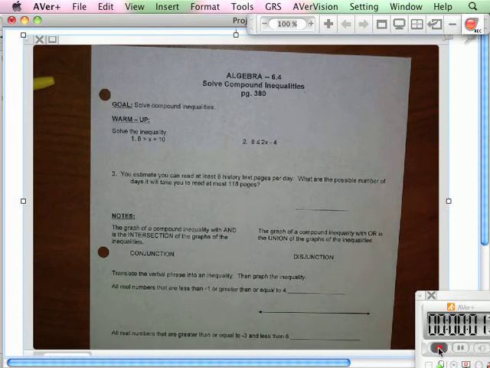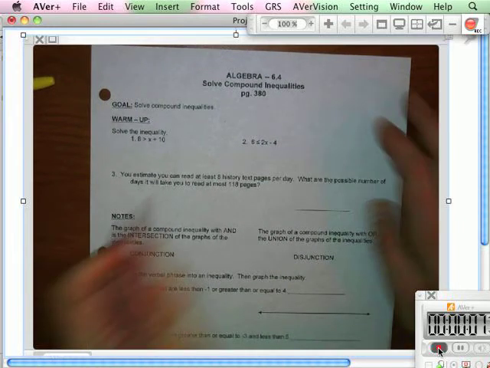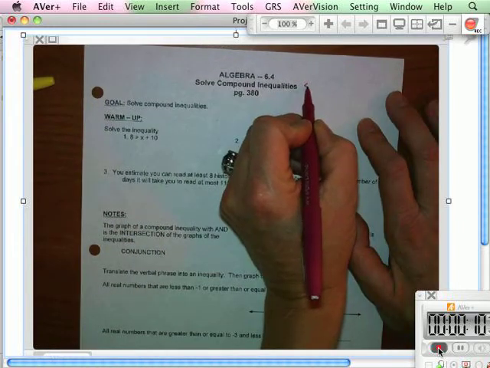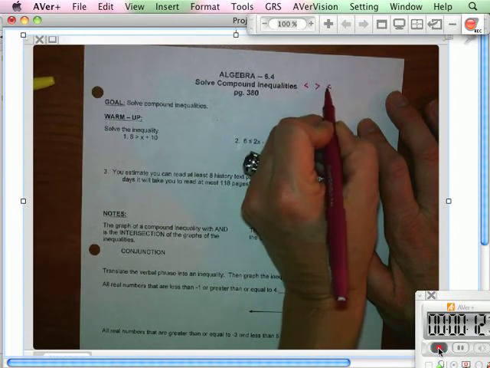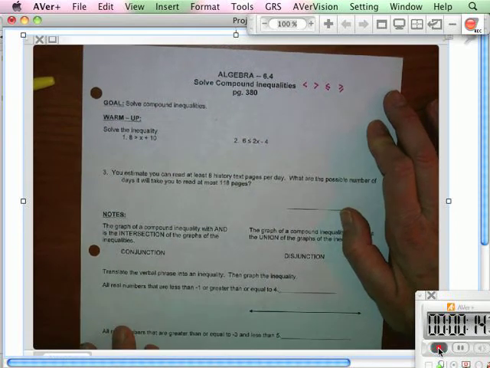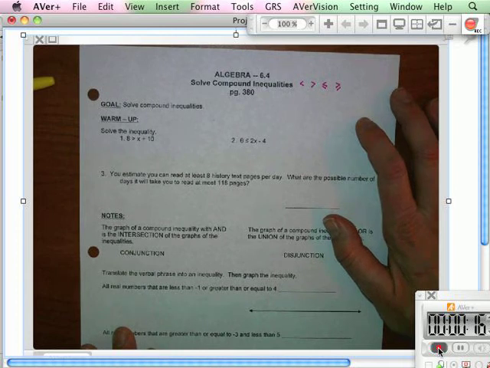Good morning. So today we're going to work on 6.4, solving compound inequalities. Remember, inequalities are, instead of an equal sign, you're working with the less than, the greater than, the less than or equal to, or the greater than or equal to. That's when an inequality is, because it's not equal.